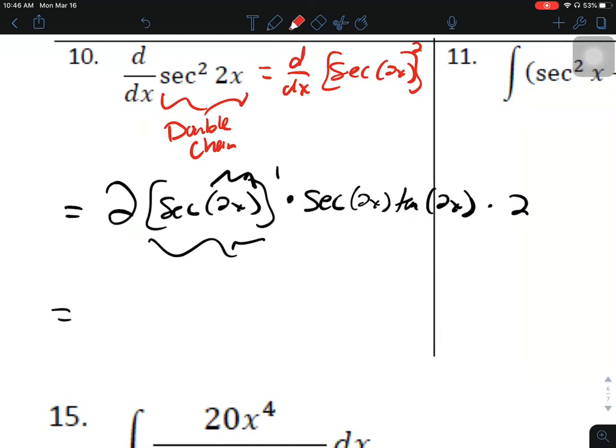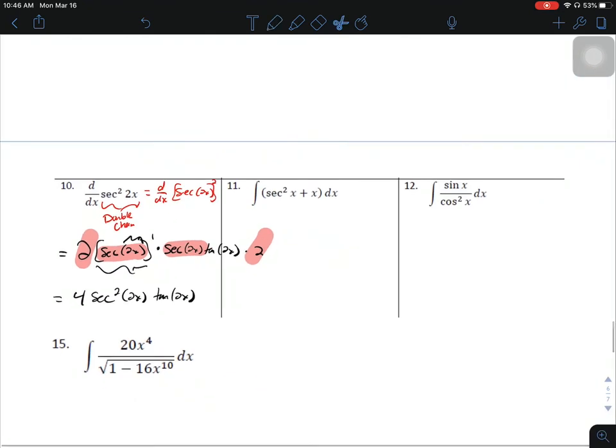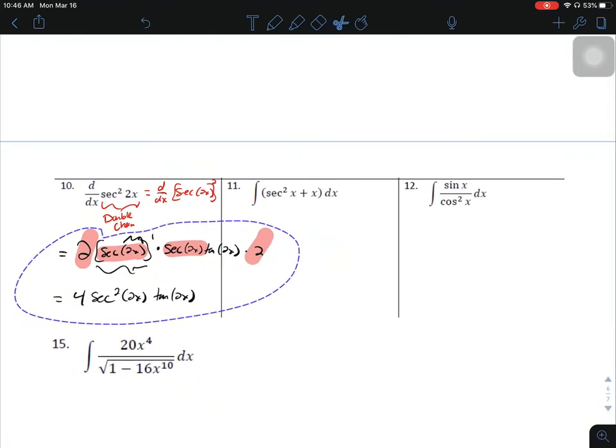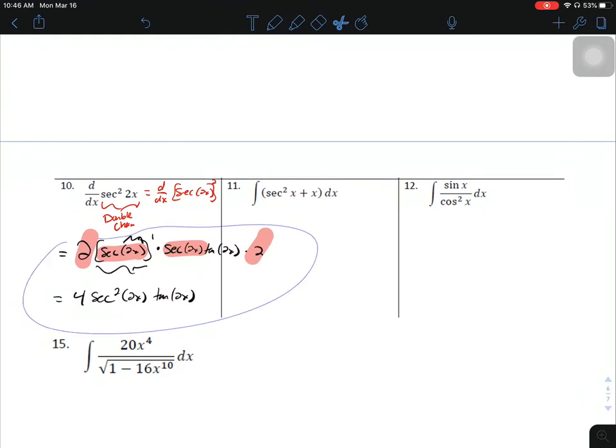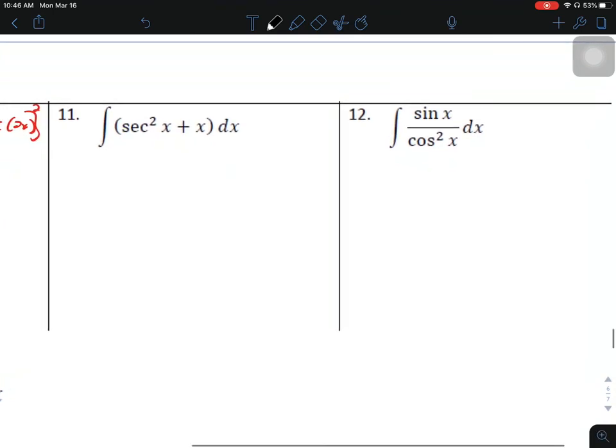So the 2 and the 2 multiplied are 4. And if you look, we have a secant of 2x and a secant of 2x. So that's a secant squared of 2x. And then we have a tangent of 2x. Let's kind of make this smaller to get it out of the way. Number 11, integrating secant squared of x, so that's tangent of x. Integrating x is 1/2 x squared. Throw in your arbitrary constant.